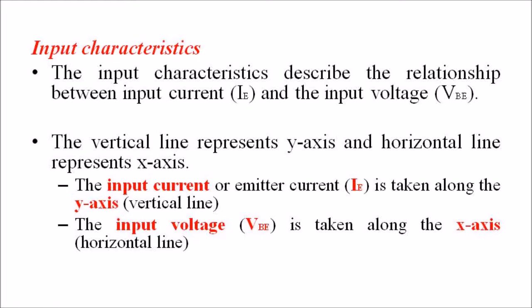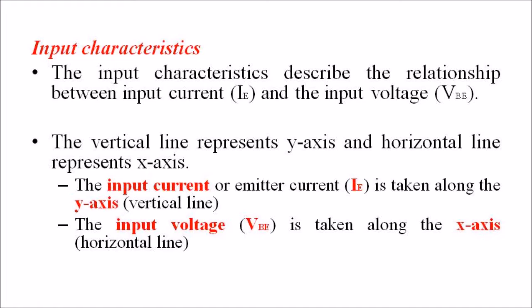Firstly, draw a vertical line and a horizontal line. The vertical line represents the y-axis and the horizontal line represents the x-axis. The input current or emitter current IE is taken along the y-axis, that is a vertical line, and the input voltage VBE is taken along the x-axis, that is a horizontal line.